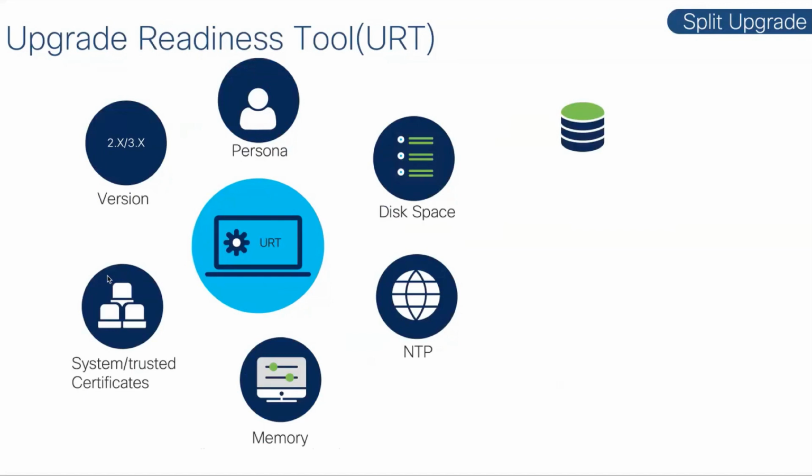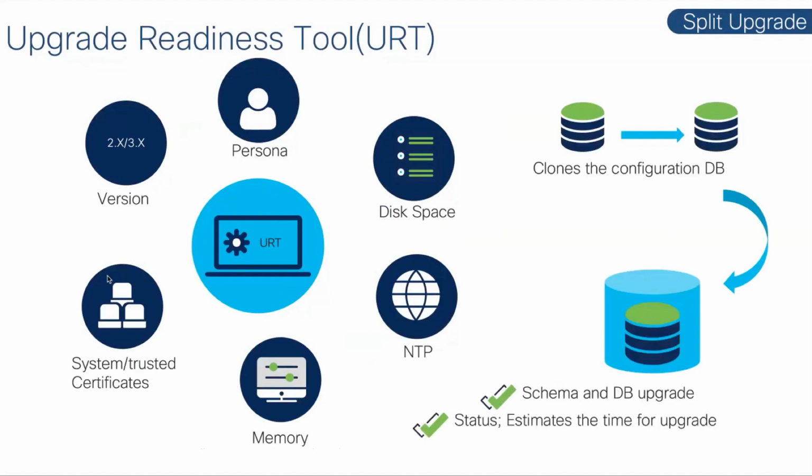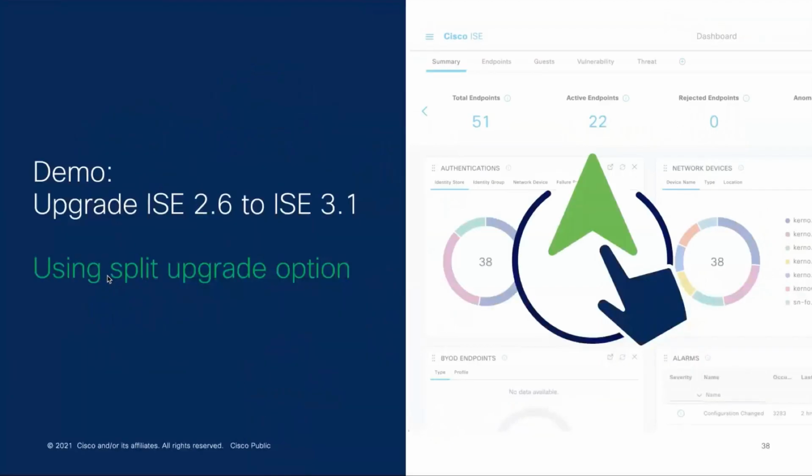So it clones the SPAN configuration DB, prepares the schema and the data upgrade on top of it, and prepares the upgrade DB dump. And it gives you the status whether you are okay to upgrade to 3.1 or not. If the status is successful, then you can actually go through the upgrade process. If the status is failed, you might have to resolve before upgrading your deployment. It also gives you the estimated time so that you can prepare for the upgrade process. That's basically the entire split upgrade process.